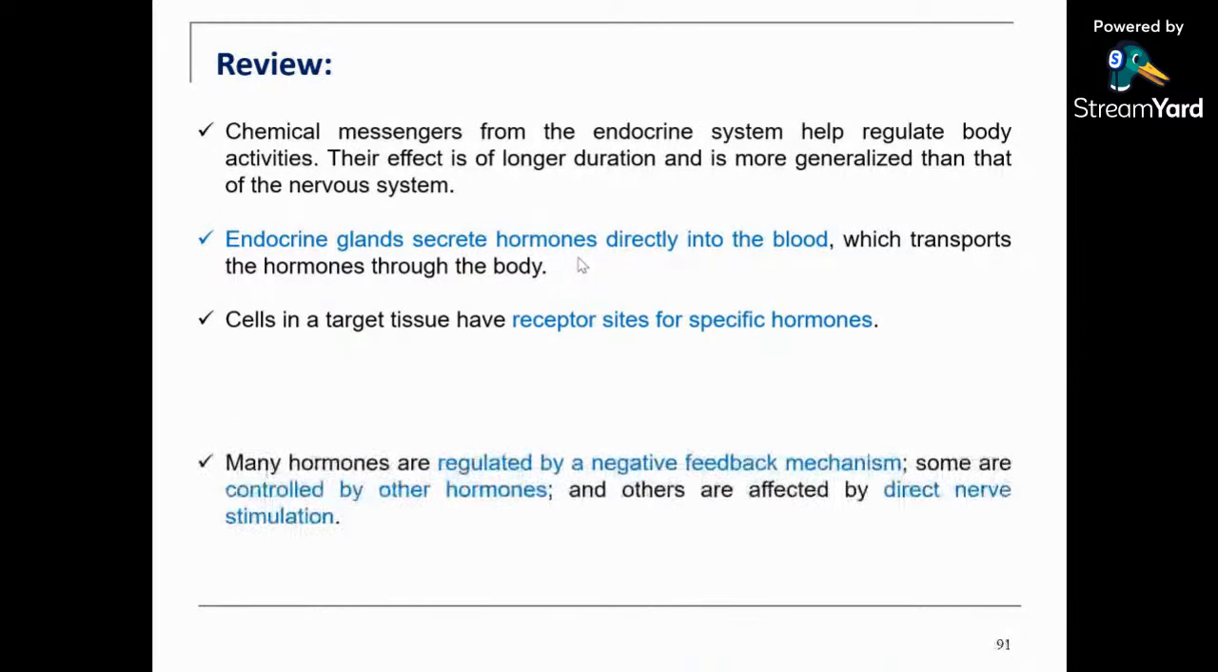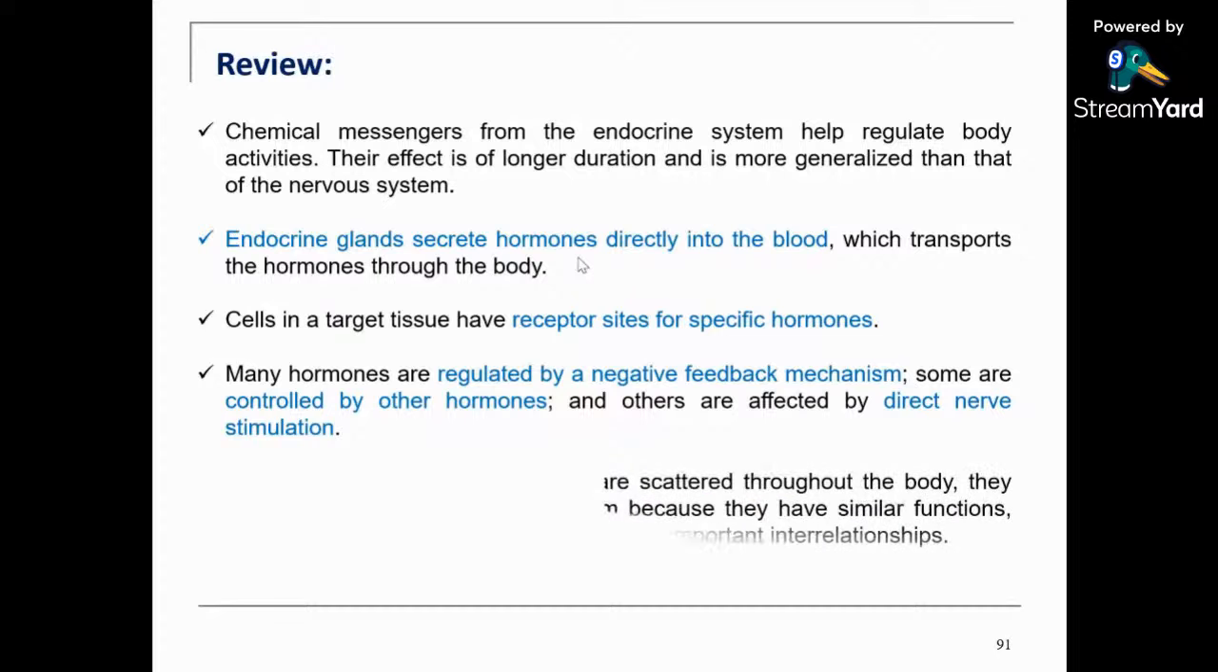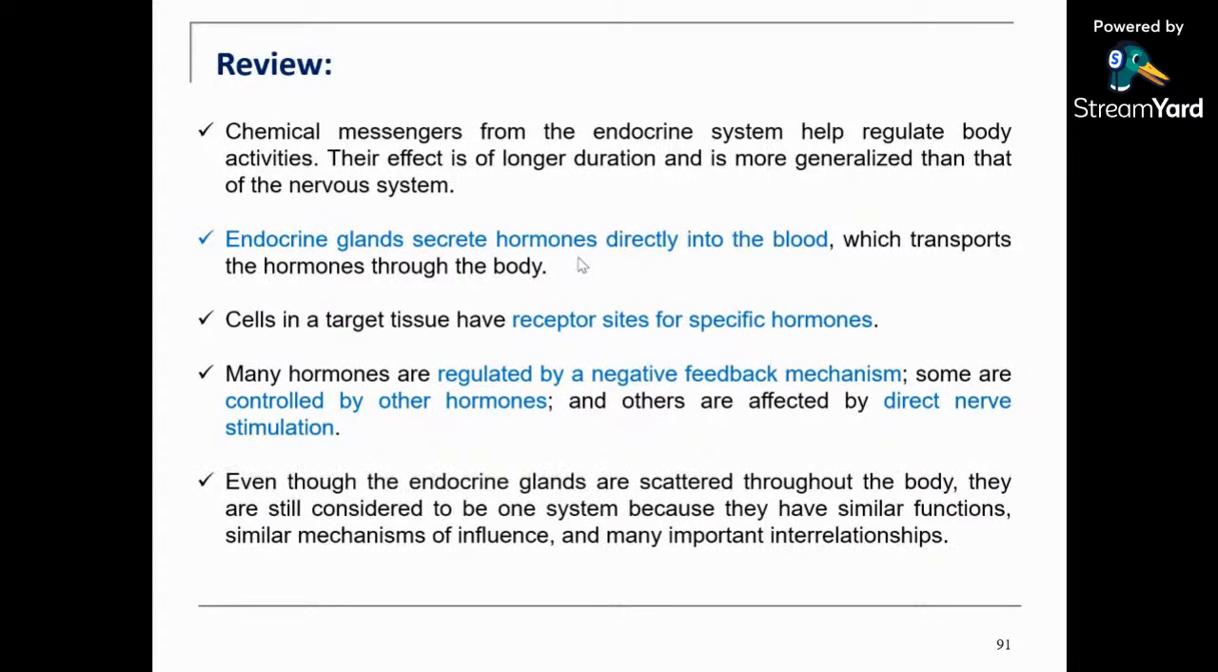Many hormones are regulated by negative feedback mechanism. Some are controlled by other hormones and others are affected by direct nerve stimulation. Even though the endocrine glands are scattered throughout the body, they are still considered to be one system because they have similar functions, similar mechanism of influence, and many important interrelationships.